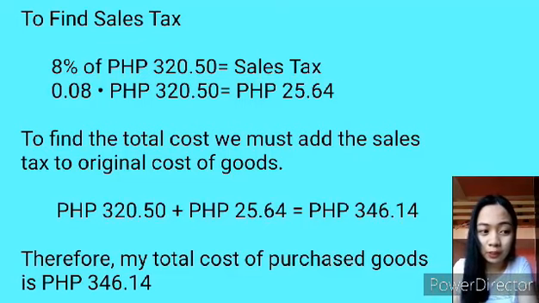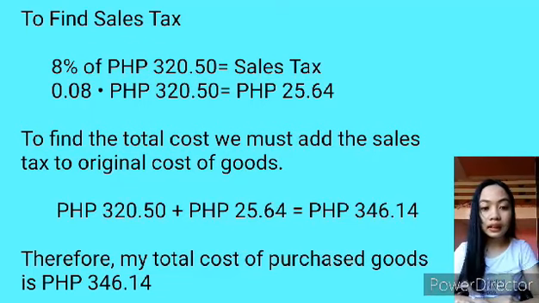So, to find the total cost, we must add the sales tax to the cost of the goods. Therefore, my total cost of purchased goods is 346 pesos and 14 centavos.